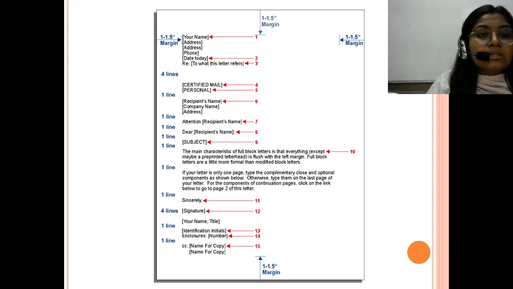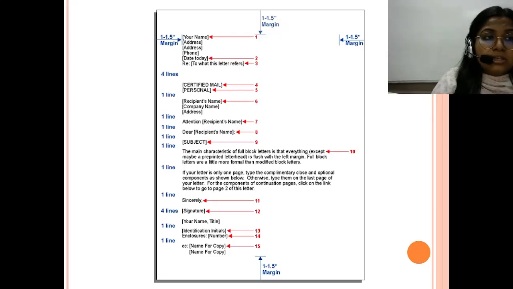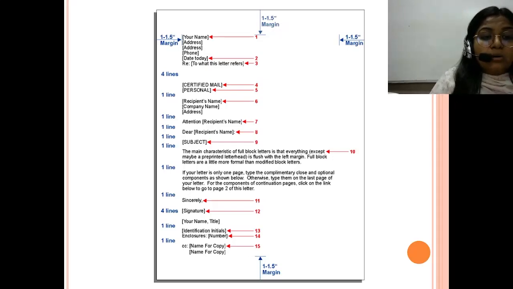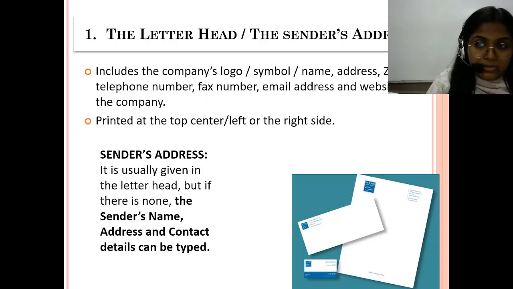Here you can see there is a format in front of your screen. First of all you have to write your name, address, phone number, date of today, and see there is a margin also. Before writing any letter, you have to give some margins. It should be in a straight line. There should be no diversion while writing a letter. Okay, now next comes the letterhead and the sender address.